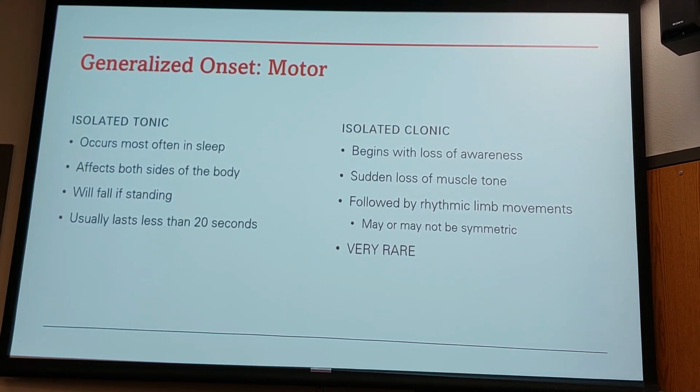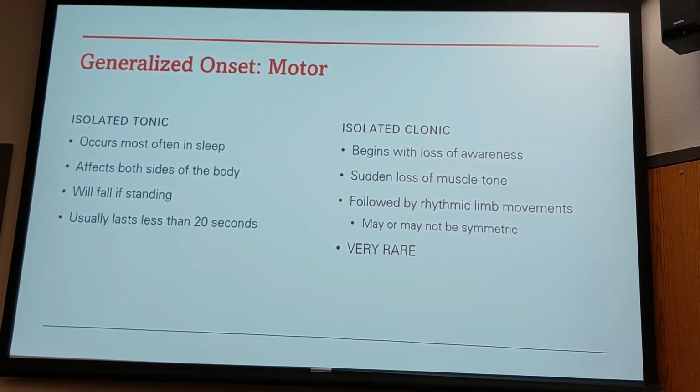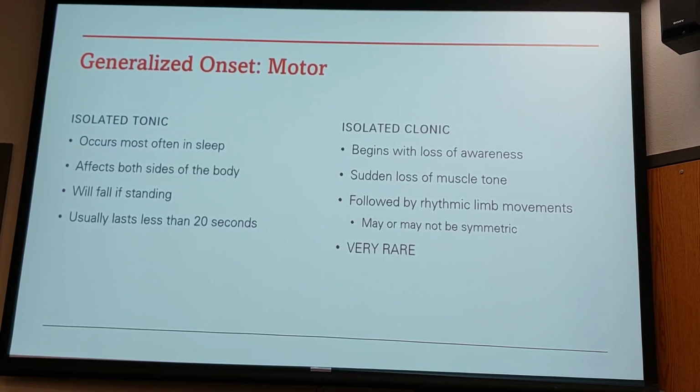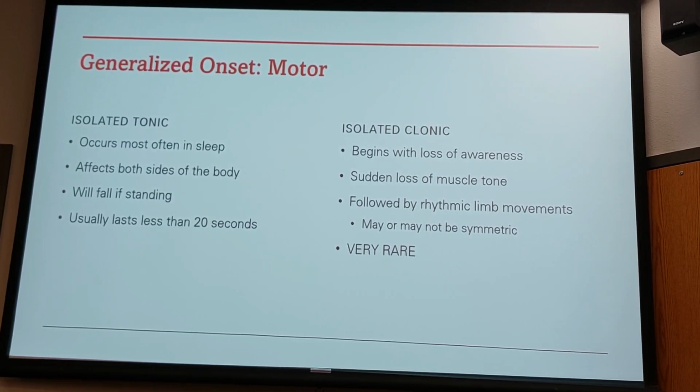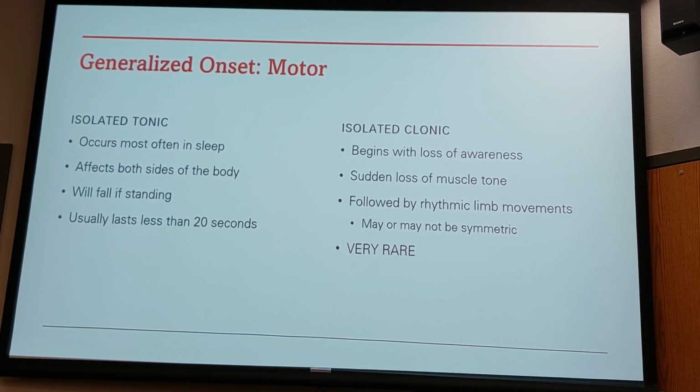Okay, so within our generalized onsets, remember we're just going right to throughout the brain, right? Tonic clonic has both. It starts with the tonic, moves into clonic, but you can have an isolated tonic seizure or an isolated clonic. So just a tonic seizure that doesn't involve clonicity, or a clonic seizure. Clonic is a little more rare. They usually go into that tonic clonic state. They'll start with the tonicity.